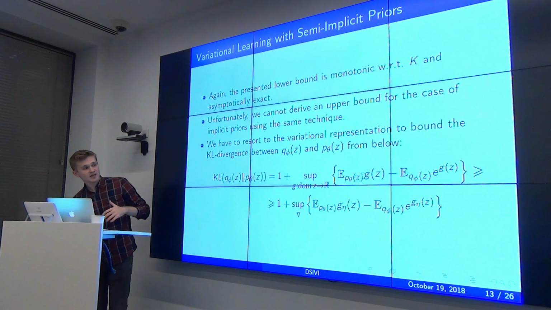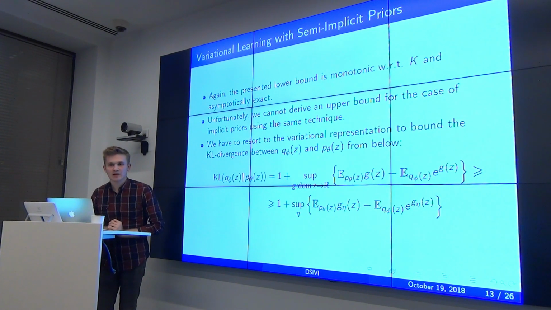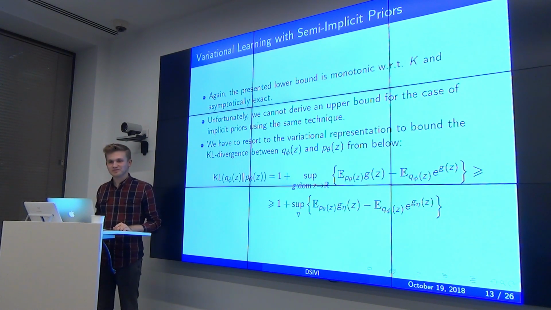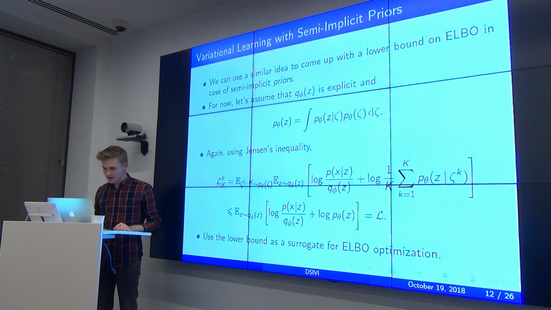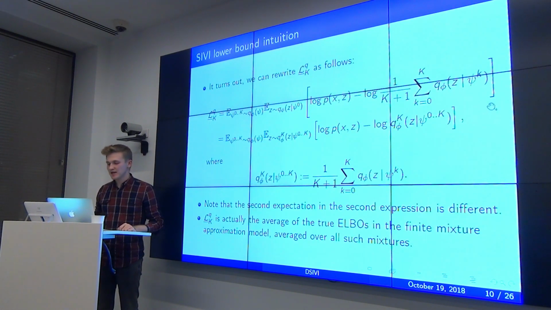Wait. Can you explain why we can't get an upper bound anymore? Why can't we use the same idea to get an upper bound for the prior? So in the previous case, we sampled psi k and used those samples to sample z, right? Right. And here we don't sample from the prior. We don't have any expectations with respect to the prior, and that's why the same technique doesn't work. Exactly.